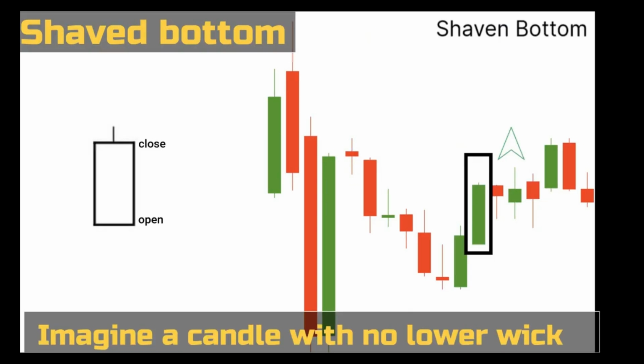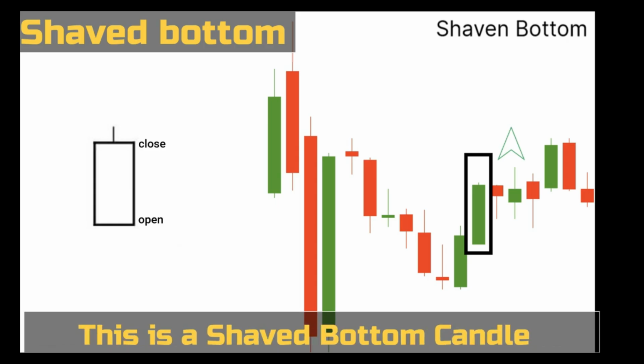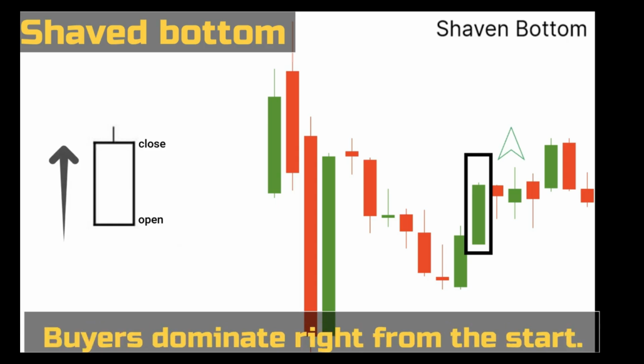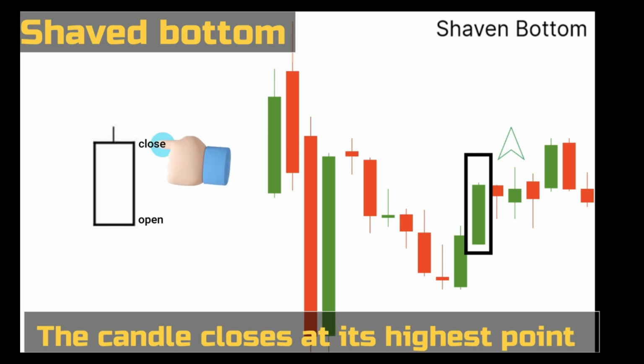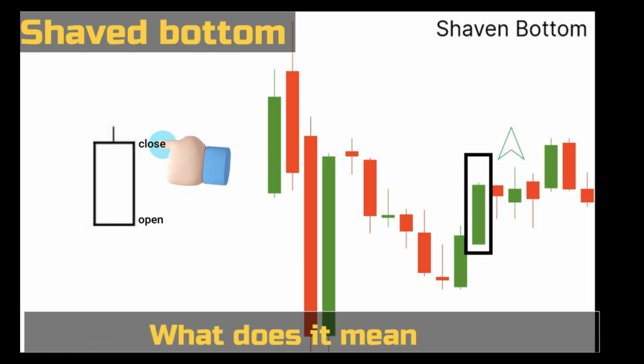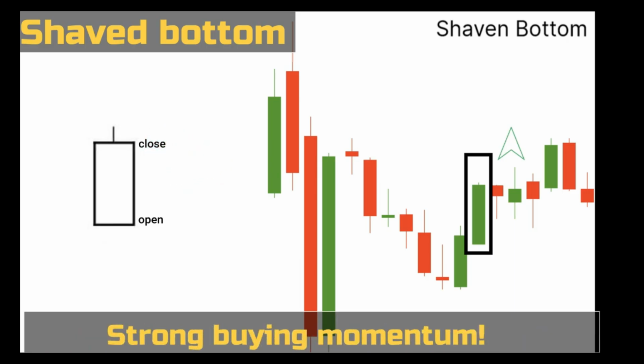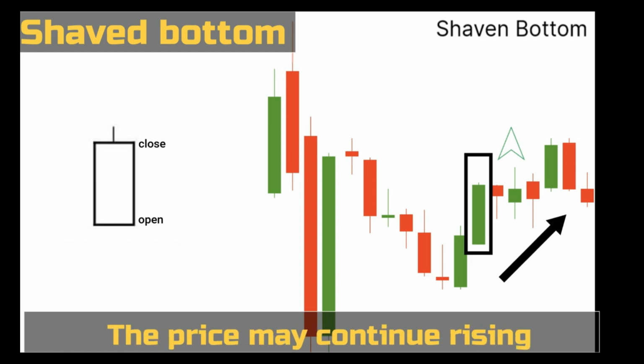Next is the shaved bottom. Imagine a candle with no lower wick. This is the shaved bottom candle. Buyers dominate right from the start. Sellers try to resist but they fail. The candle closes at its highest point without a lower wick. What does it mean? Strong buying momentum. The price may continue rising.